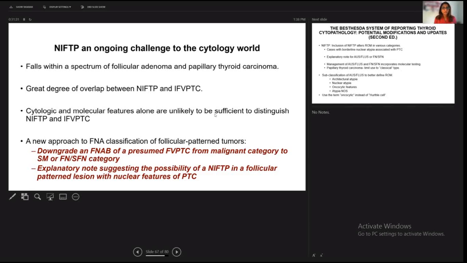The best way to address NIFTP so far is that anytime you look at a follicular pattern tumor and you're thinking it's a follicular variant of PTC, you want to downgrade it from malignant to suspicious or even the follicular neoplasm category, only because the management will not be as aggressive. They can do only a lobectomy and not a total thyroidectomy, and that is very helpful for the patient. In an explanatory note, you can suggest the possibility of NIFTP in a follicular pattern lesion with nuclear features of PTC. That will warn the clinician or surgeon not to remove the entire thyroid. This could be one of those that really needs only a focal resection.